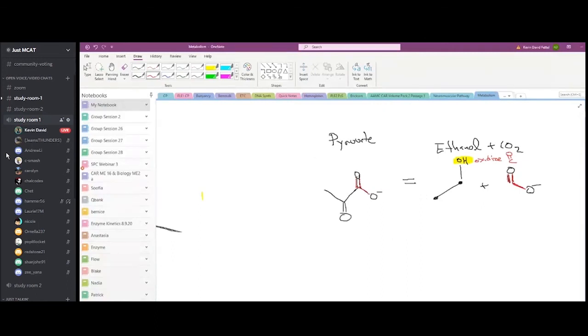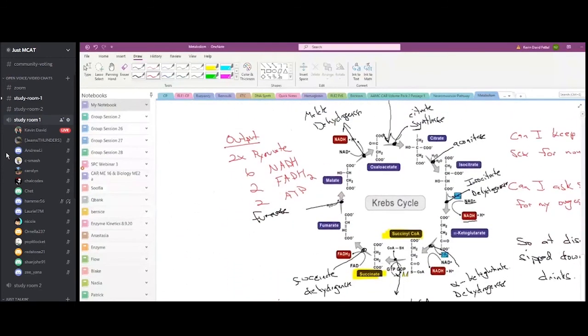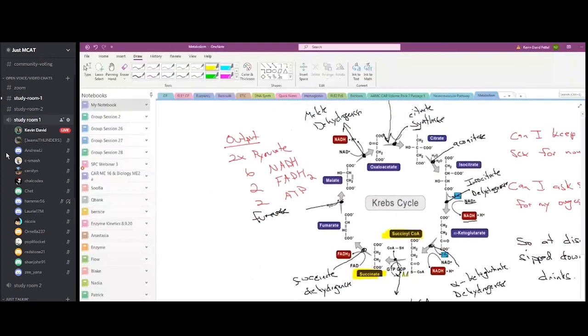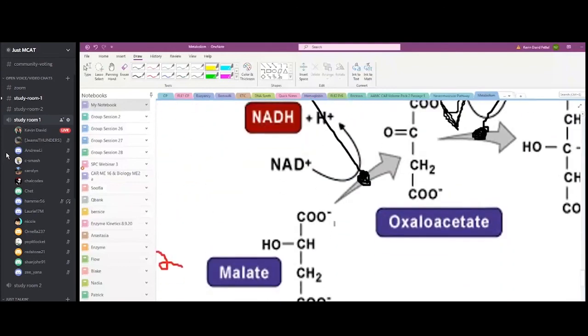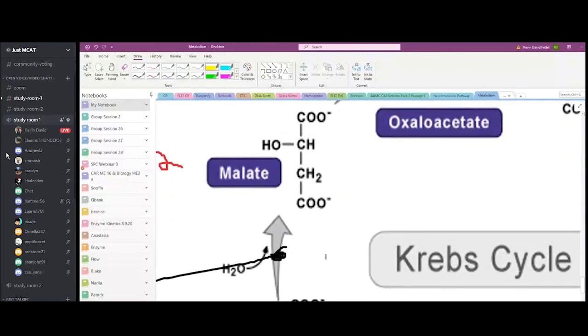Okay, so with that in mind, let's look at malate. Let's go back to the structures real quick. What do you guys notice with malate? Let me zoom in here so everybody can see this. Zoom in real close. What do you guys notice? What do we got here?